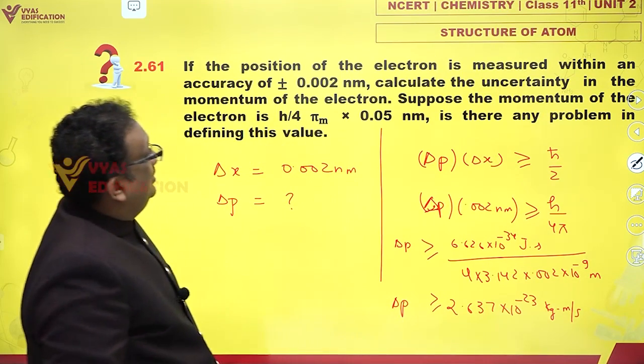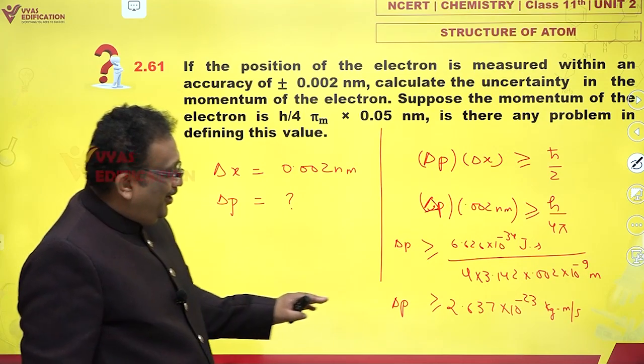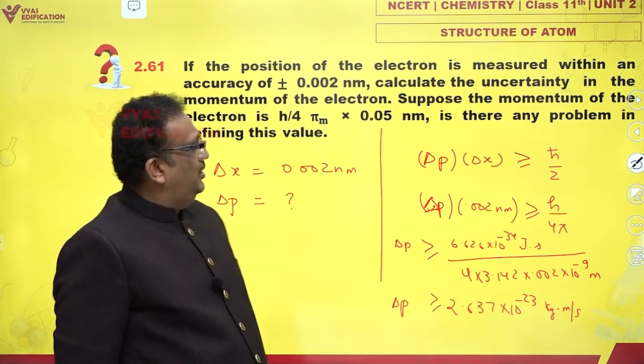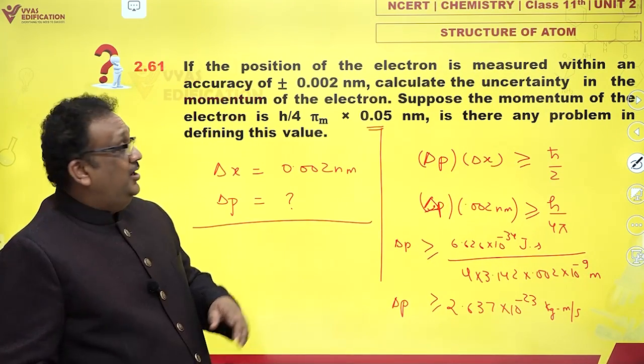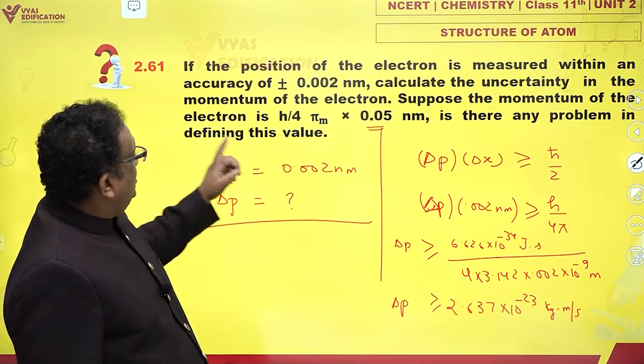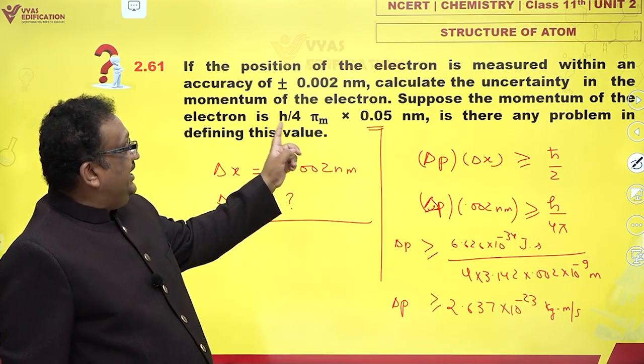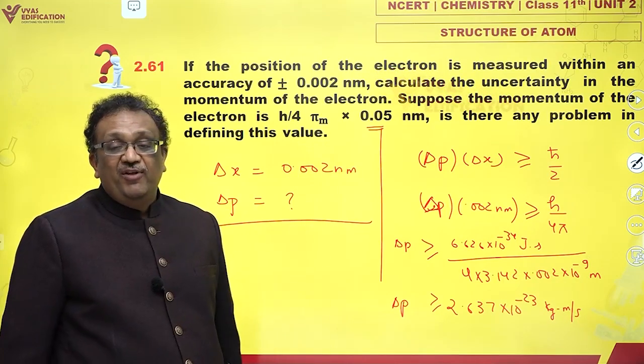This is the uncertainty in momentum. Okay, this is the answer. Now comes the second part. Suppose the momentum of the electron is h by 4 pi into 0.05 nanometer.